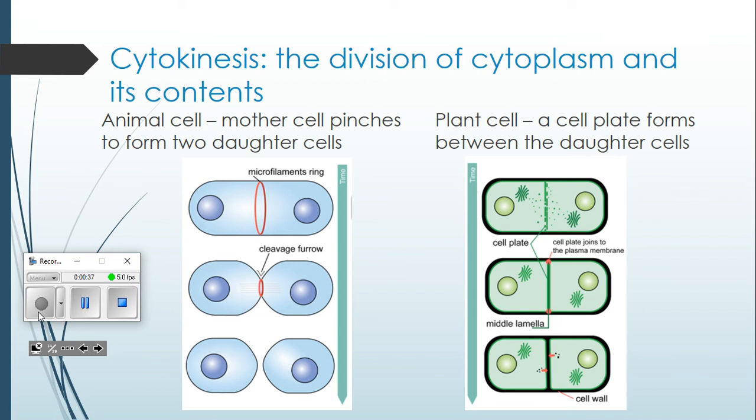So when I say the cytoplasm and its contents, I mean the rest of the organelles that are in the cell, right? Cells have things like a Golgi apparatus and an endoplasmic reticulum and vacuoles. All that stuff needs to be divided too. We are not going to go into details about those structures, just that it's the other stuff that's in the cell aside from the nucleus.